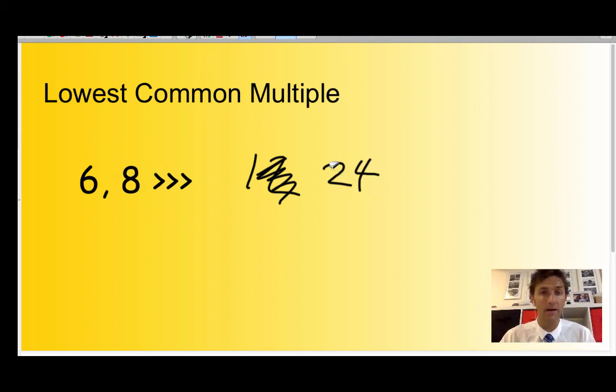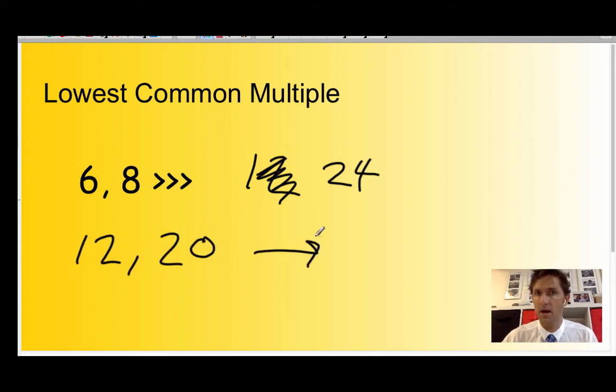Let's have another go. You can do this one yourself, I think. How about 12 and 20? What's going to be their lowest common multiple? What's the number that 12 goes into that 20 goes into as well? This is tough. You're going to have to do some experiments. Pause me and have a go.